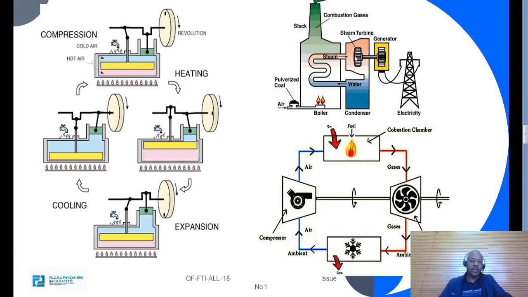pushes or turns the turbine. So the force applied on the turbine by the steam generates a rotational power on the generator. So when the generator turns by the steam energy, it produces electric energy. So the steam energy is also used to generate electricity.